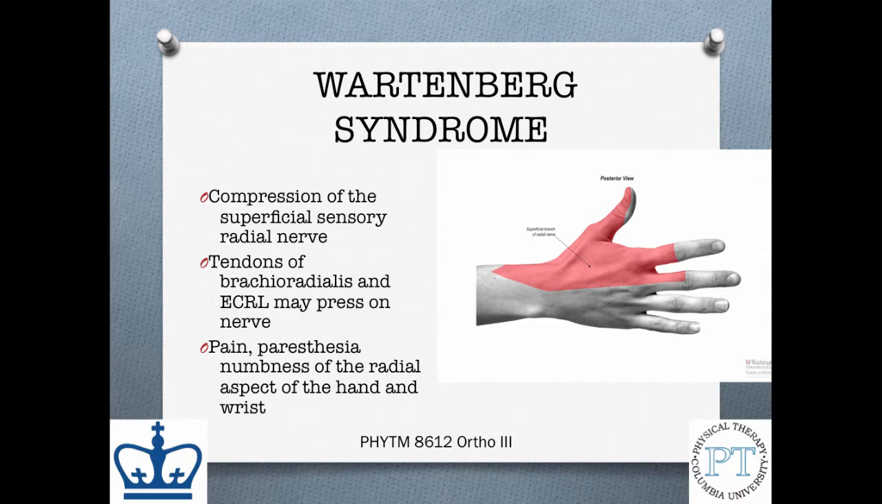Wartenberg syndrome is a compression of a component of the radial nerve, in particular the superficial sensory branch of the radial nerve. The tendons of the brachioradialis and the extensor carpi radialis longus may press on this nerve and cause irritation and cause these symptoms to appear. The patient notes pain, paresthesias, and numbness of the radial aspect of the hand and wrist.